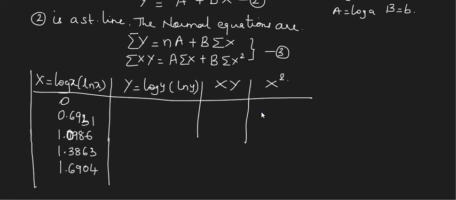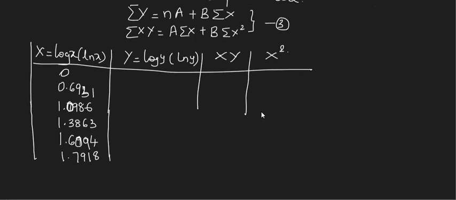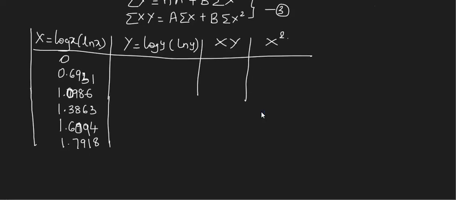1, 2, 3, 4, 5. Okay, one more. 6. Value of ln 5, ma'am, 1.6094. Okay. Yeah. 6. 1.7917, ma'am. Yes, ma'am. Okay, done.